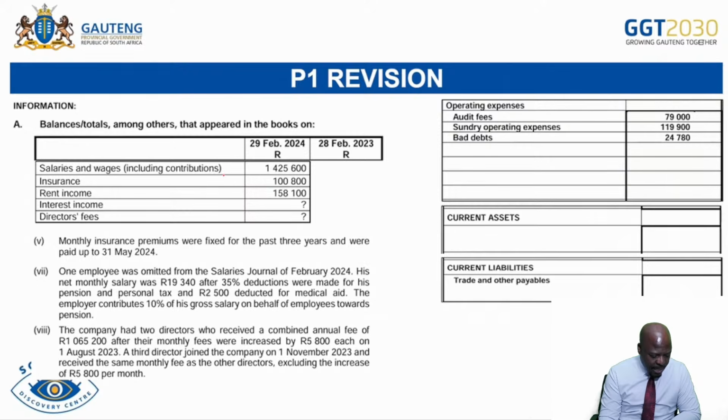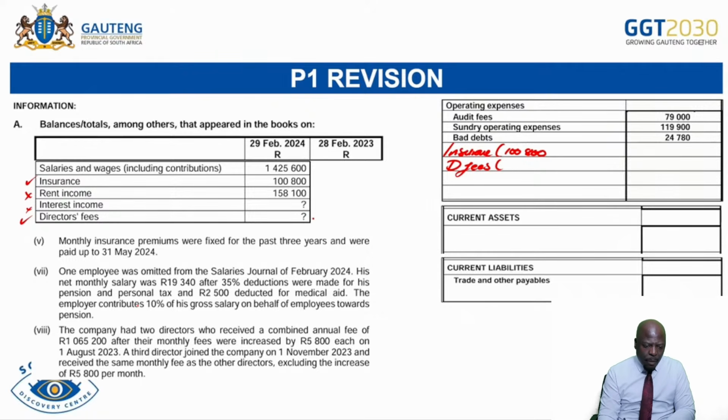Remember, the financial year is ending on the 29th of February 2024. And we are given certain expenses here. So the first one that we're given is insurance. So I would always open my bracket here. Insurance, I open my bracket. That is 100,800. Then the next one is rent income. We've covered rent income, okay? And then the next one is director's fees. Okay, we're not going to touch interest income for now. So I'm going to say director's fees here. And I don't have an amount.